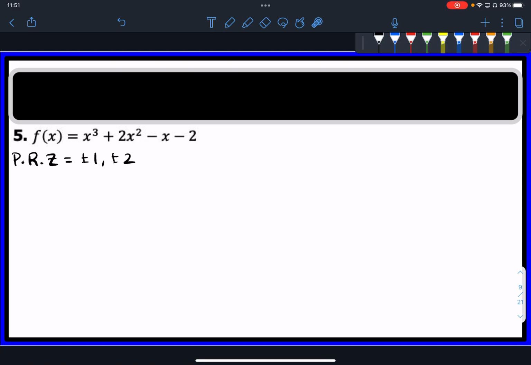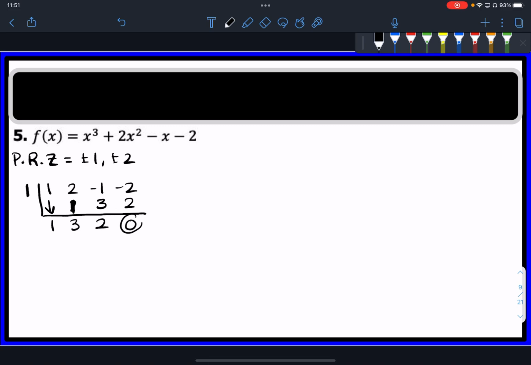So here there are 4 numbers I can test. I could test positive or negative 1, positive or negative 2. Let's start by testing positive 1. Let's check if 1 is going to be a 0. Using synthetic substitution, I have 1, 2, negative 1, and negative 2. I bring down the 1, multiply and add, multiply and add, multiply and add, and I see that I end up with a 0 right there.